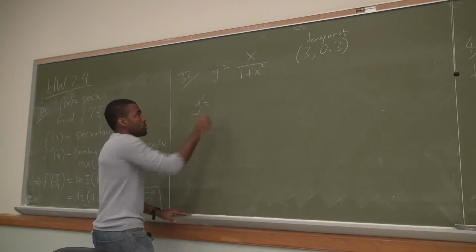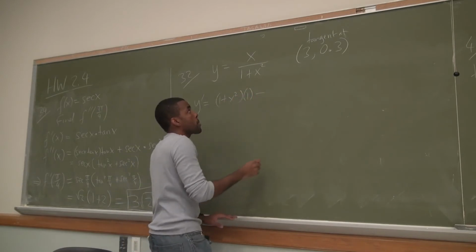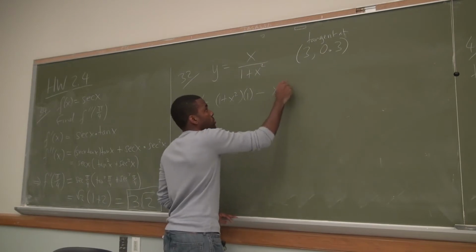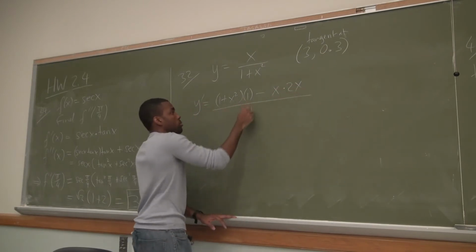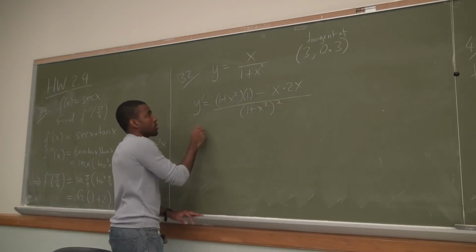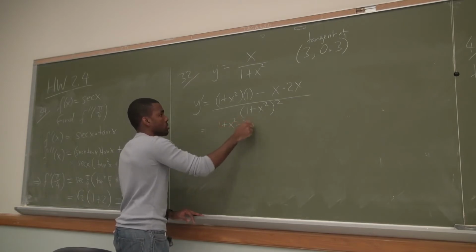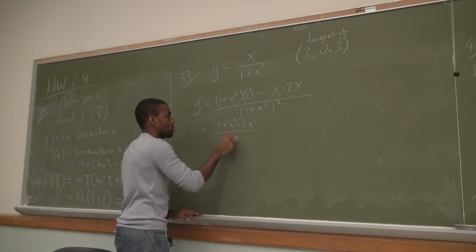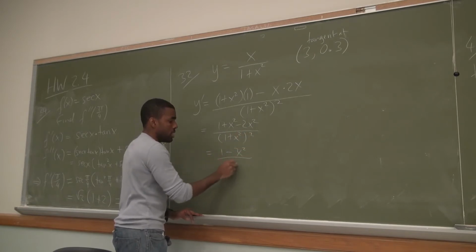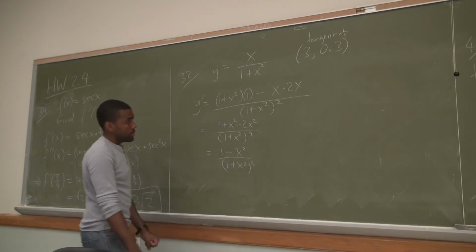1 plus x squared times 1, minus x times 2x, over (1 plus x squared) squared. So 1 plus x squared minus 2x squared, or minus x squared, we have 1 minus x squared. Alright, here I'll simplify just a little bit because it's actually not that difficult to do.